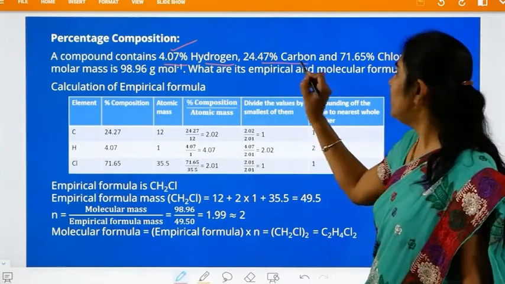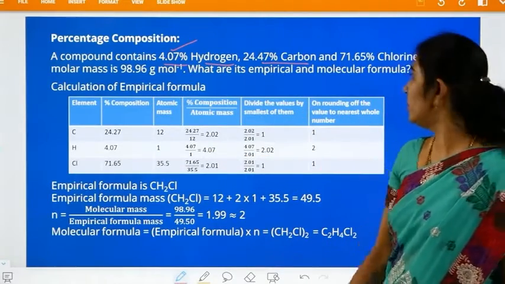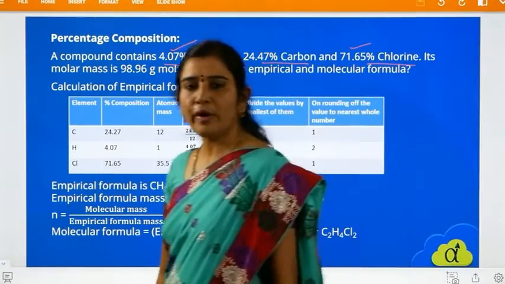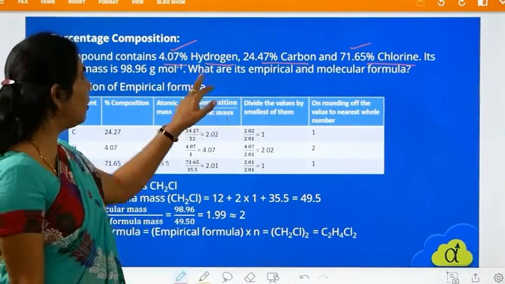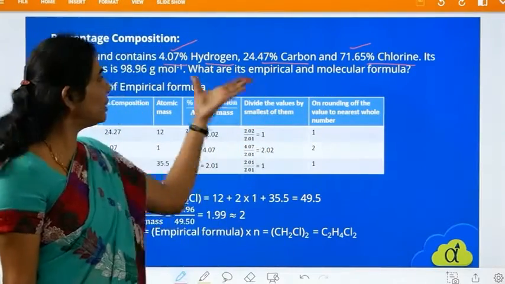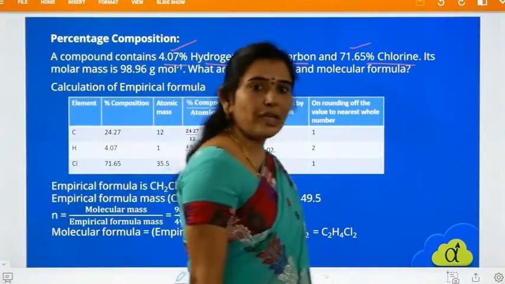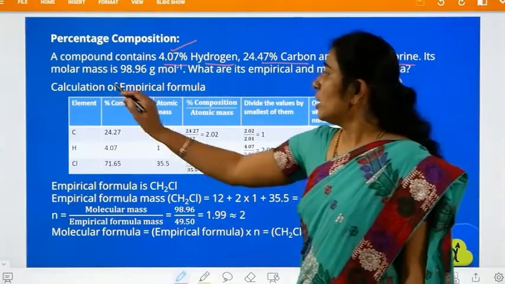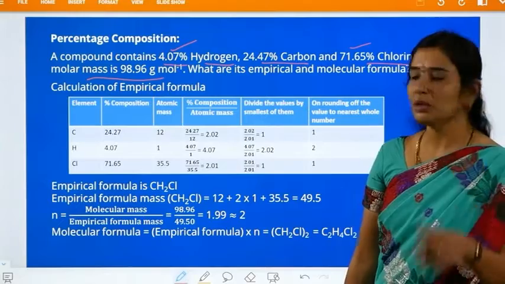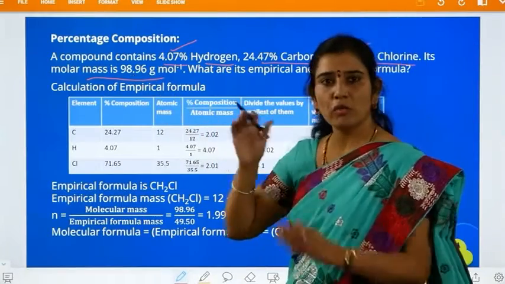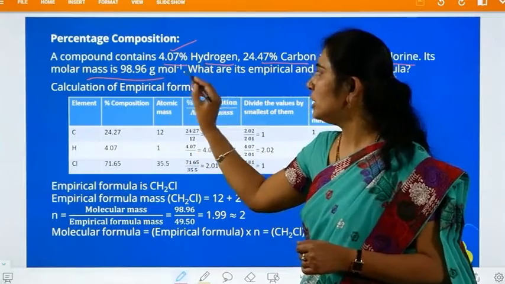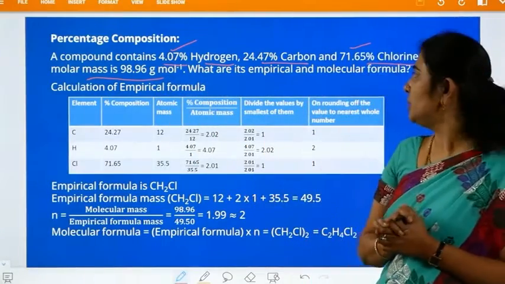4.07%. Carbon, 24.47%. And chlorine, 71.65%. So the compound is composed of what? Hydrogen, carbon and chlorine. Percentages are given. In this case, what is the molar mass of the compound? For 1 mole of the compound, what is the mass? 98.96 gram per mole, like that it is mentioned.